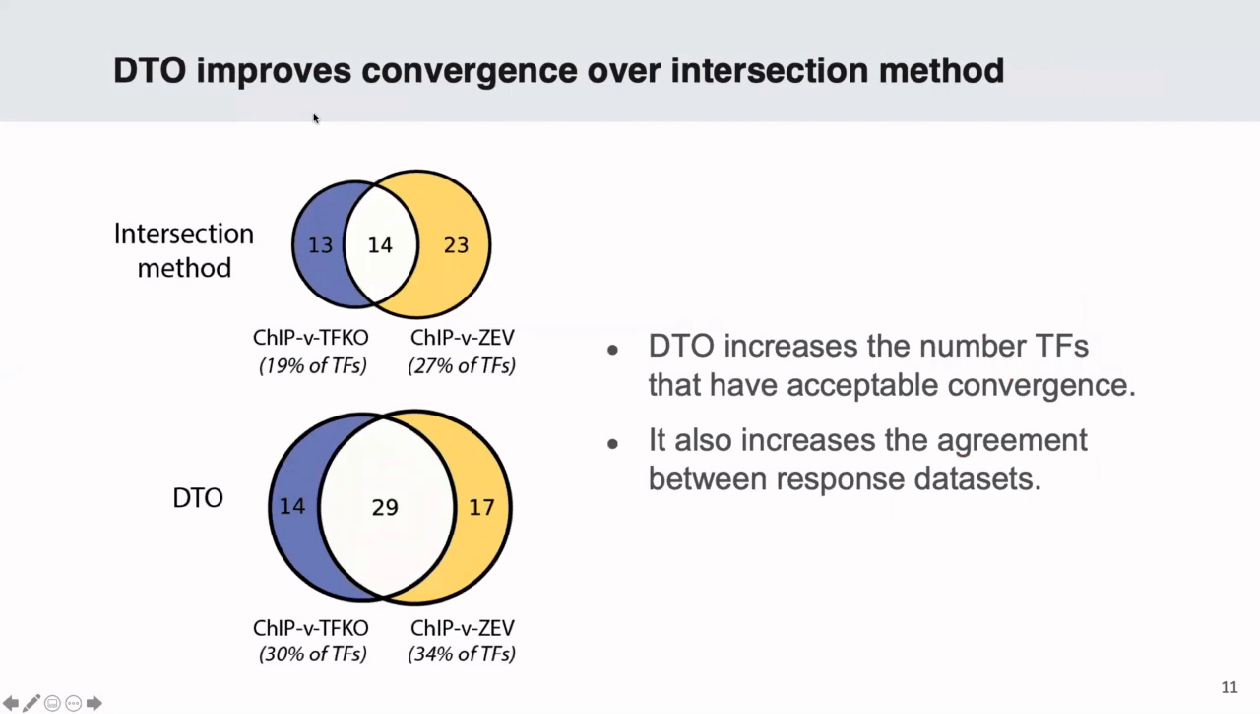Subsequently, we applied the dual threshold optimization to the two comparison groups that we previously analyzed. We showed that comparing the TF binding location from ChIP and TF knockout, we're able to improve from 19 to 30% of the TFs that show acceptable convergence. With the ZEV, we also observed a similar pattern. In addition, we note that the agreement between the two response data sets also increases.